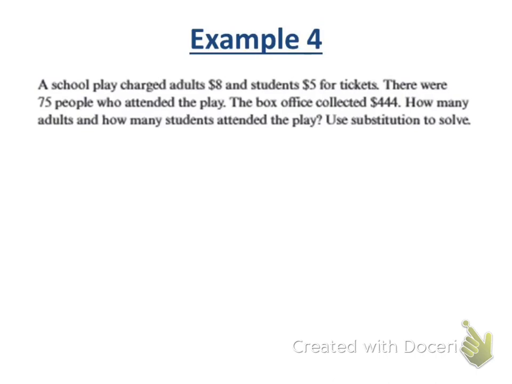A school play charged $8 for adults, $5 for students. There were 75 people who attended the play. The box office collected $444. How many adults and how many students attended the play? And this says use substitution to solve. So we're having to write a system of equations and use substitution to solve. So what are the two equations we'll use? Let's make adults X and students Y.